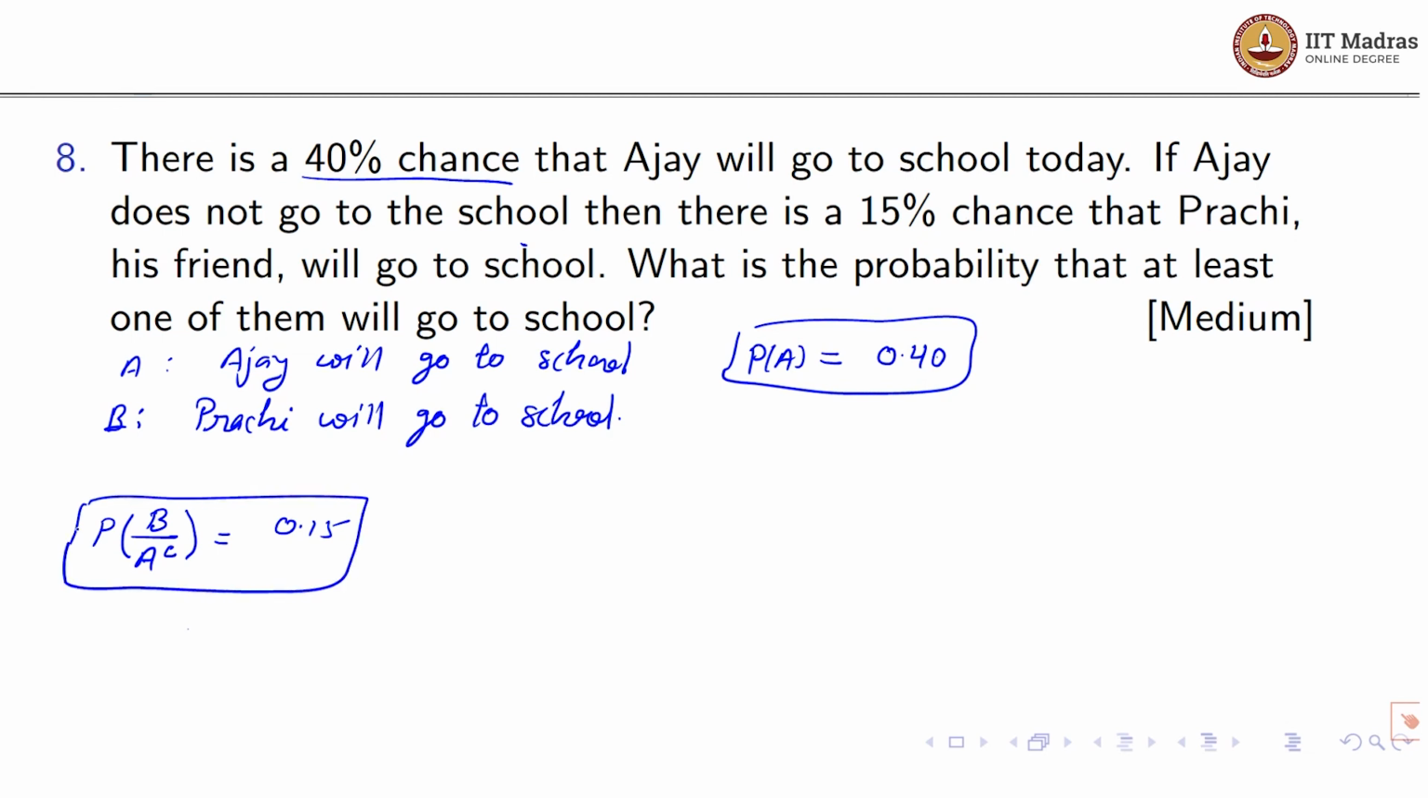Now we have to find the probability that at least one of them will go to school, and at least one of them will go to school means I am to find the value of P of A union B. That is either Ajay goes to school or Prachi goes to school or both go to school. That I am to calculate.